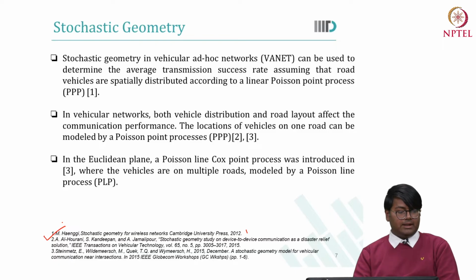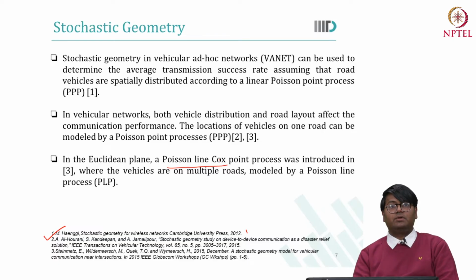Now, in the Euclidean plane, one should understand what a Poisson line Cox process is. I will give you just a brief introduction. In a Euclidean plane, we consider a doubly stochastic spatial model that captures the spatial coupling between the vehicular nodes and the roads and analyze the performance of a vehicular communication network. We model the spatial layout of the roads by a Poisson line process, what we call a PLP, and the location of the nodes on each line or road by a one-dimensional Poisson point process, thereby forming a Cox process driven by a PLP, or a Poisson line Cox process.